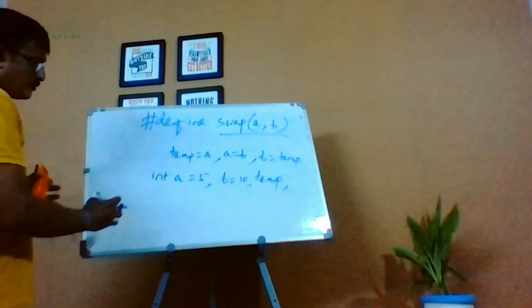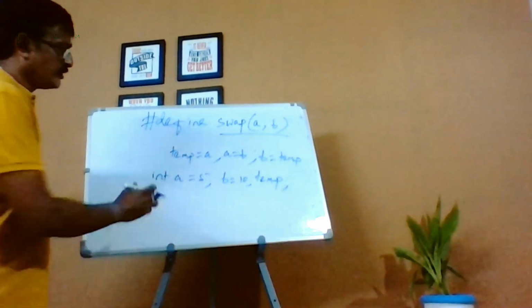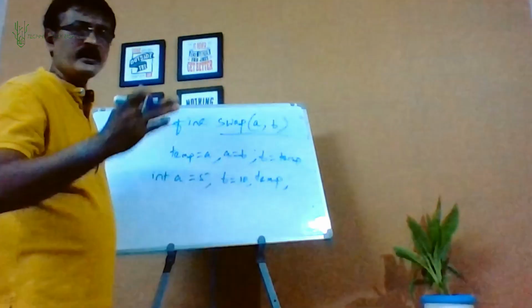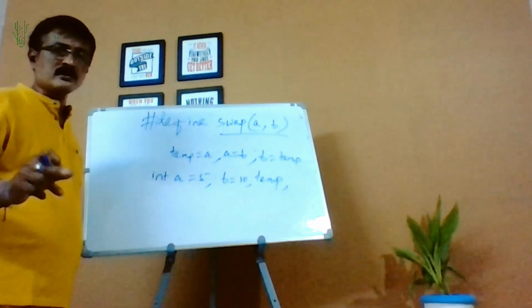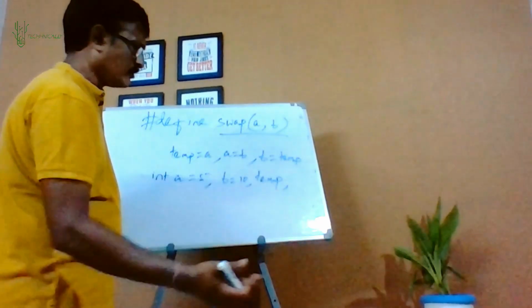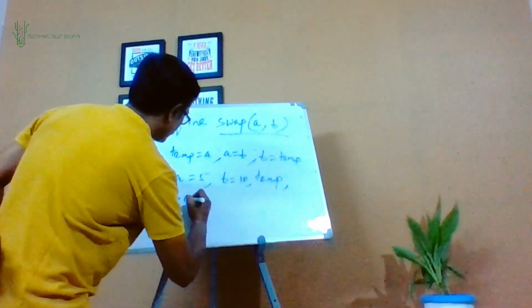Now I ask you to swap the values of A and B. Generally what you do is use a third variable. Or maybe you will not use a third variable; you can go for A equal to A plus B, B equal to A minus B, A equal to A minus B. Remember that? That way also you can do this. Anyway, no problem.